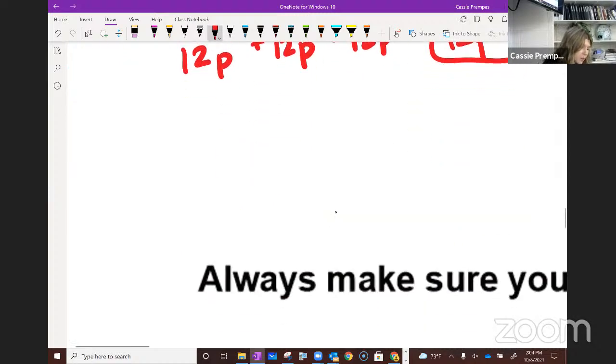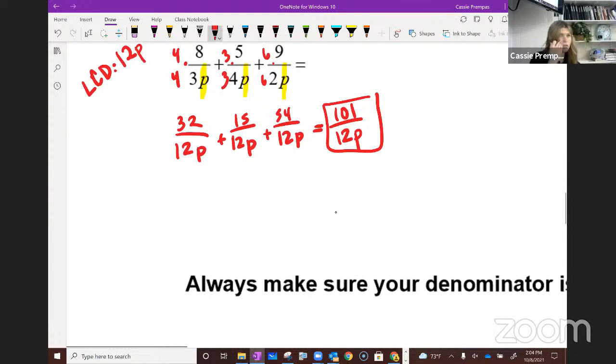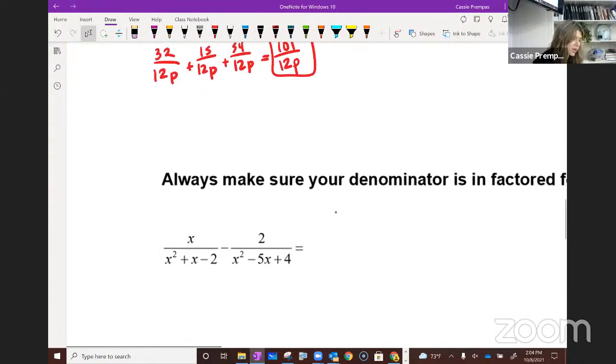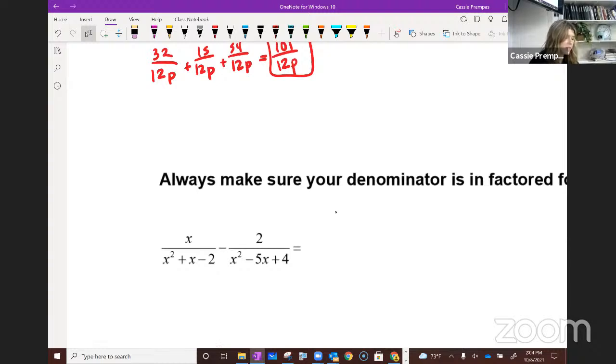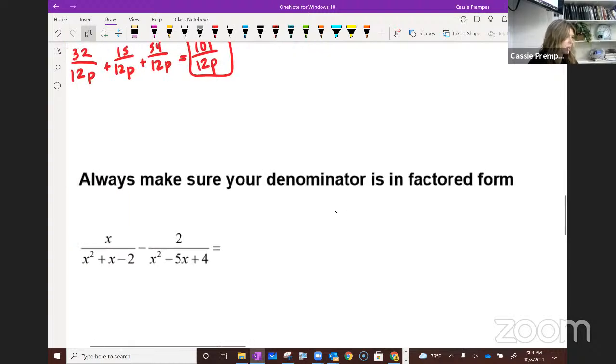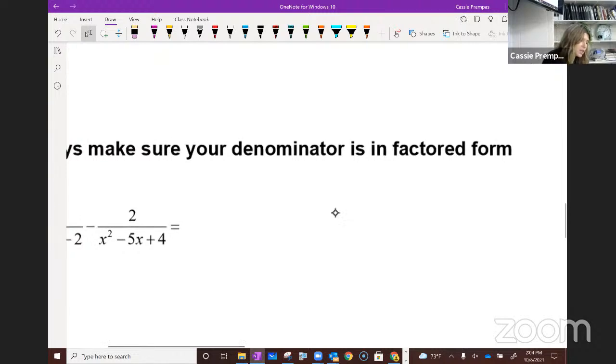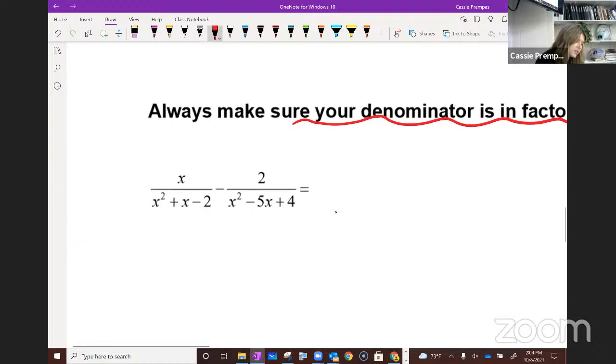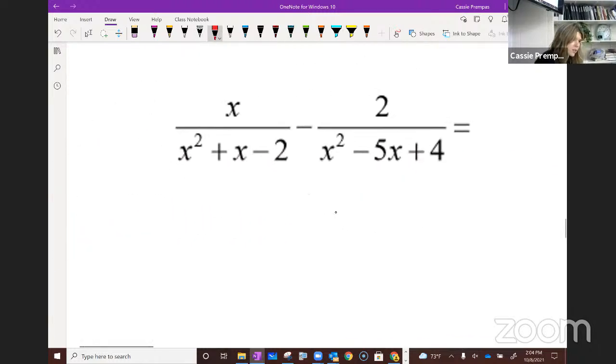All right, last thing we're going to look at is subtracting two fractions. When you subtract two fractions, you do still need a common denominator, but to make your life easier and to make it all the way simplified, make sure your denominator is in factored form first. So with that said, let's see if we remember how to factor.